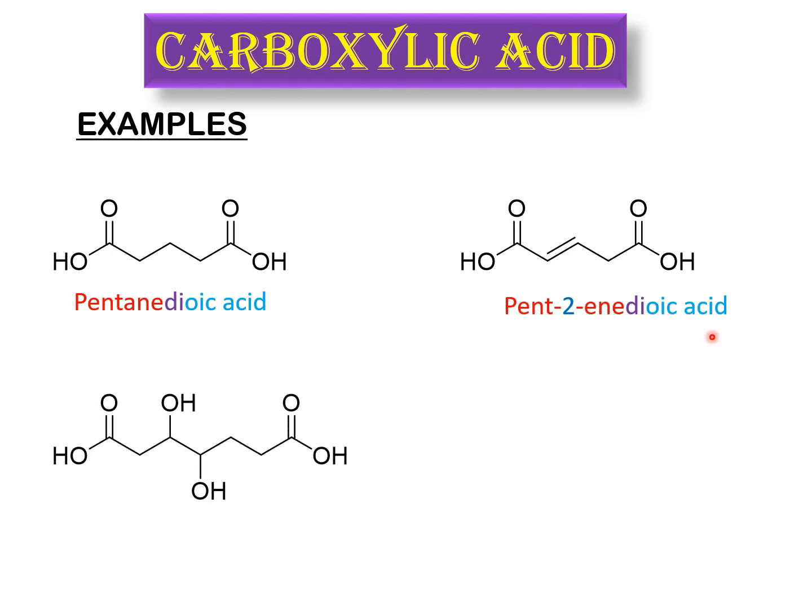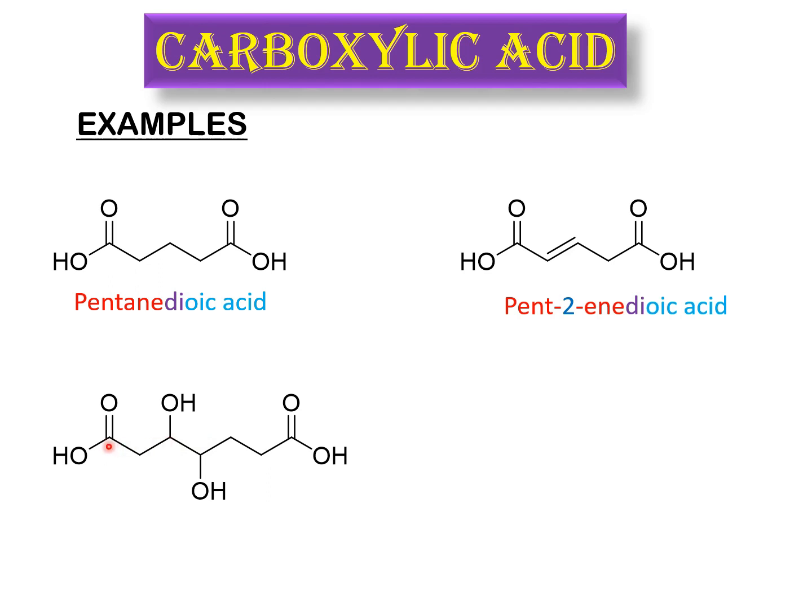If you have substituents in the chain, so now you see you have 2 hydroxyl substituents in this 1, 2, 3, 4, 5, 6, 7 carbon chain and 2 carboxylic acid. It's a heptane dioic acid, but the direction of the numbering will be decided by the positions of these 2 hydroxyl groups. So from left hand side they are at 3 and 4, from right hand side they are at 4 and 5.